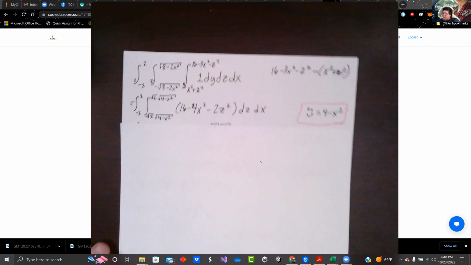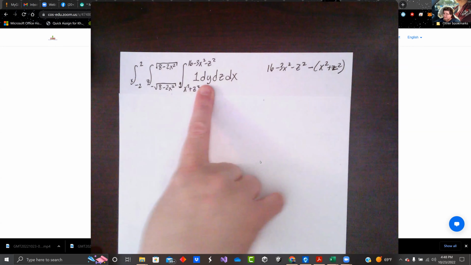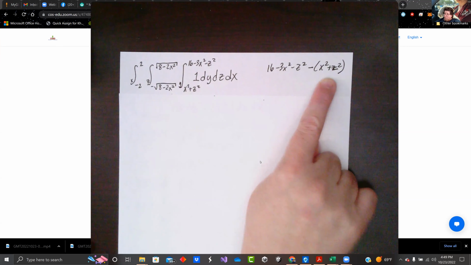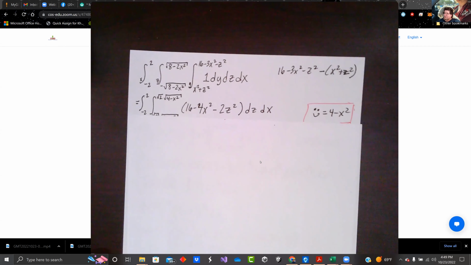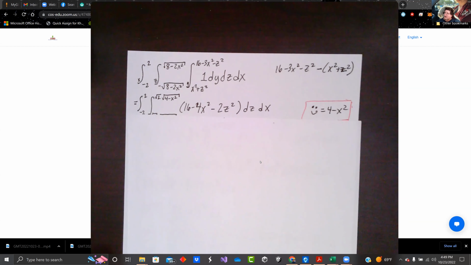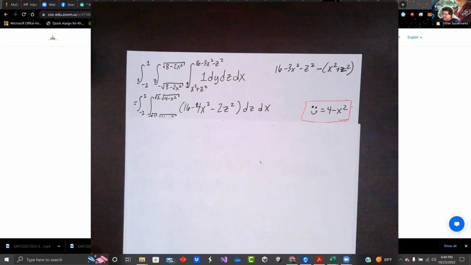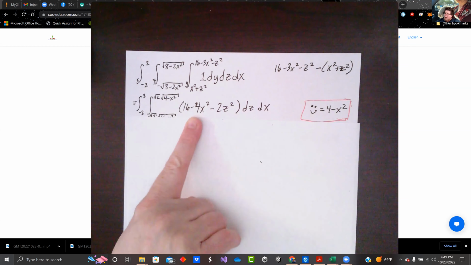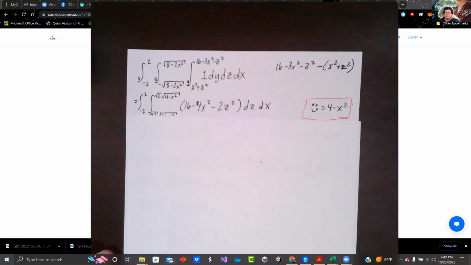So that's the function we had. We integrate with respect to y first. We just get y_b minus y_a. When we combine that together, 16 minus 4x squared minus 2z squared. I factor out a 2 here, and I get a 4 minus x squared minus z squared over 2. And I can see this is going to have a 4 minus x squared too. I decided to use a variable, the smiley face. I didn't even put a circle around it, just a smiley face.